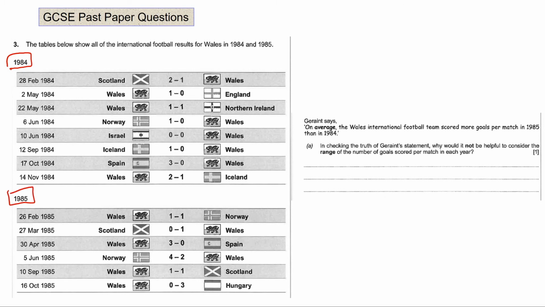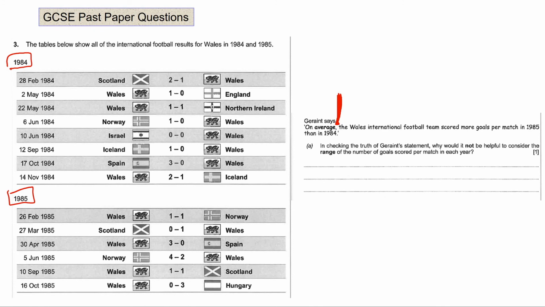Geraint says, on average, now when the exam board, WJEC, put things in bold, they're trying to help you. So that's going to be something we need to make sure that we know. On average, the Wales international football team scored more goals per match in 1985 than in 1984. Okay, so that's what Geraint is saying. A, in checking the truth of Geraint's statement, why would it not be helpful to consider the range of the number of goals per match in each year?